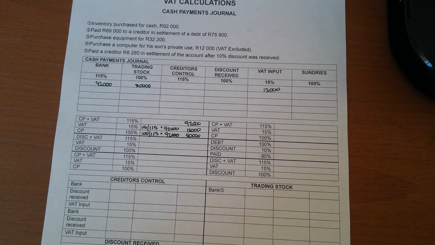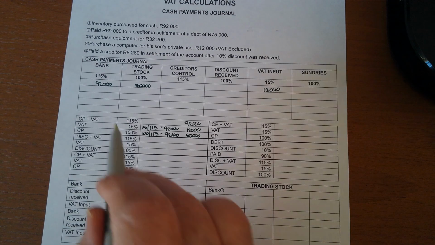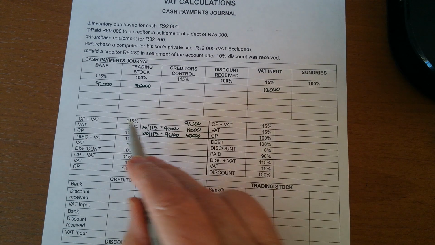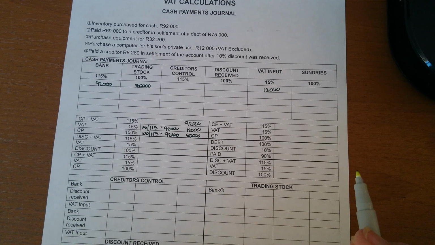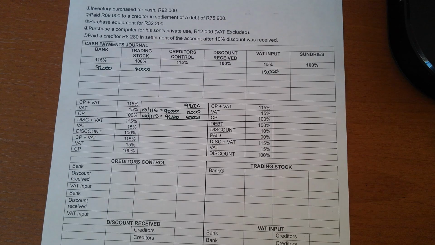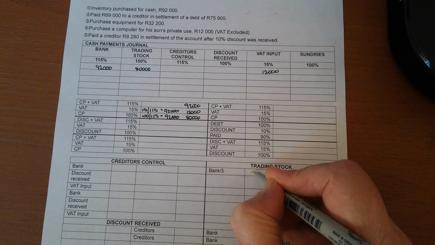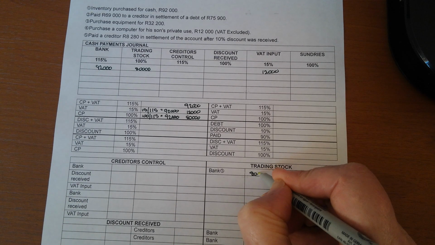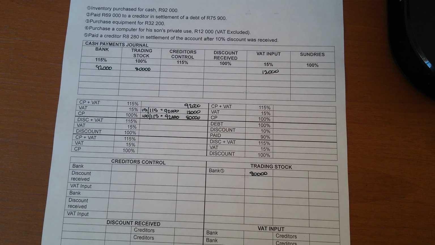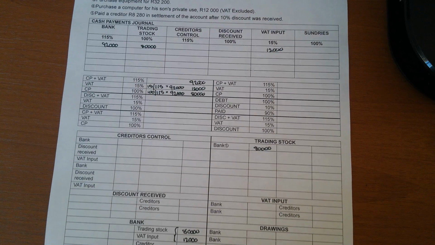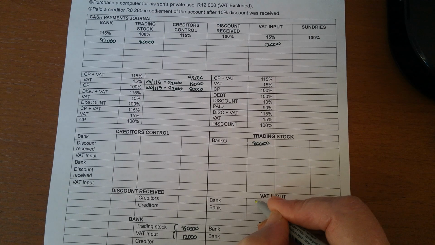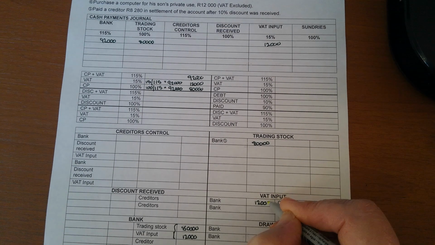So for these entries, I'm going to open a separate recording for each one of them to make sure that you understand it properly. If you normally do a journal, you will add all the columns and the totals will be posted to the ledger. The trading stock account will then be debited with 80,000 because we increase our trading stock, and VAT input will be debited with 12,000 to complete that double entry.